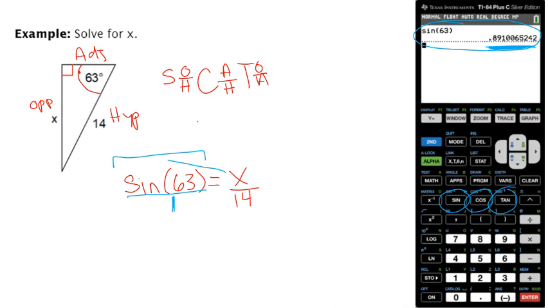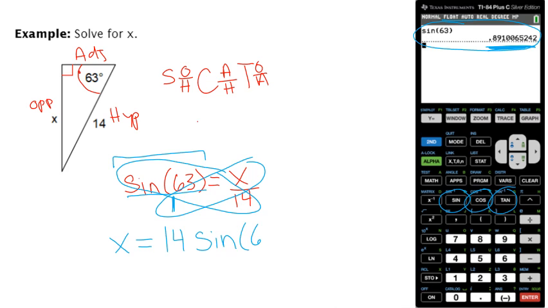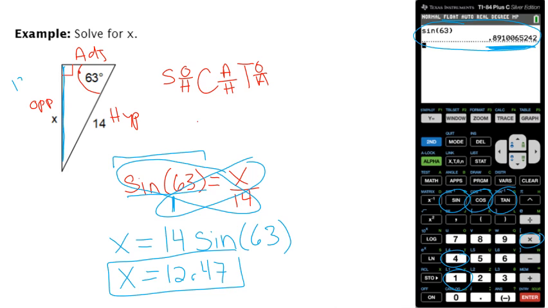Now I'm going to do the same thing we did with similarity and cross multiply. x times 1 is x. I'm now going to do 14 times the sine of 63. Notice I'm not doing 63 times 14. Sine of 63 is something very different. It's those long decimal digits. In our calculator, we can type in 14 times sine of 63, and that gives us our final answer. With 2 decimal places, that's 12.47. So the length of the side is 12.47 units, and that would be the answer to my problem.